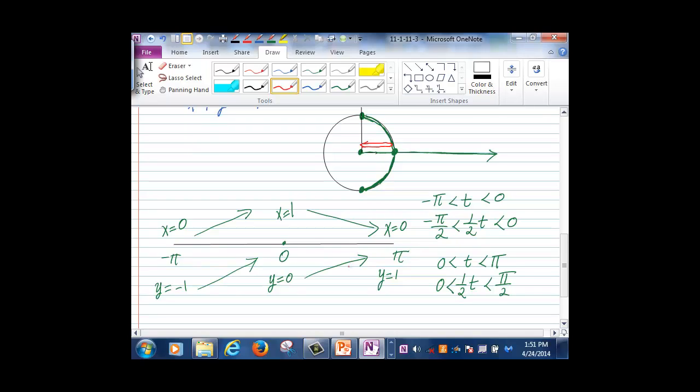And what is happening to y? Y is basically increasing. Y is increasing from negative 1 to 0 and 0 to 1, right? So the curve must be traced in the direction of what? Counterclockwise, right? Is that making sense? Yeah.